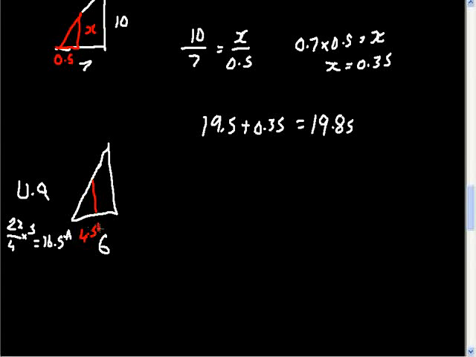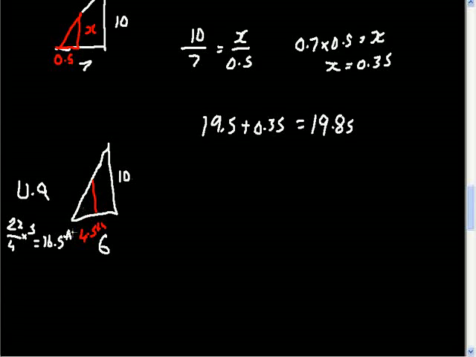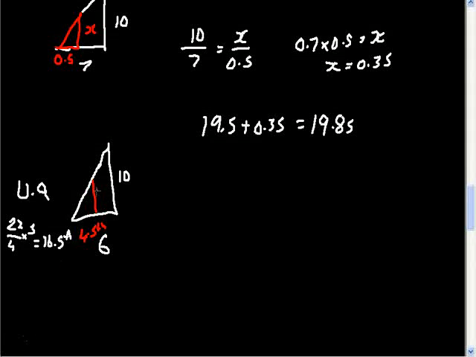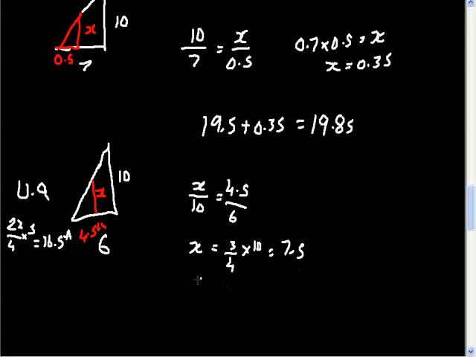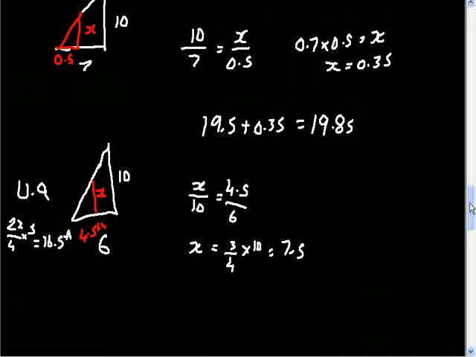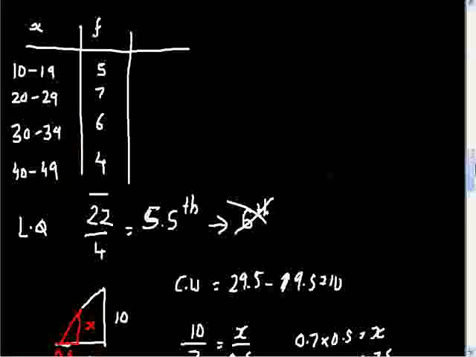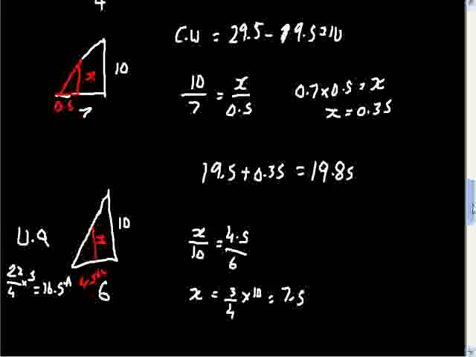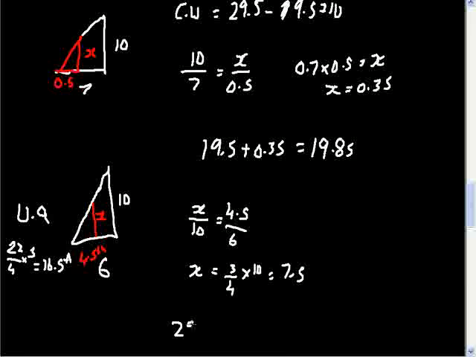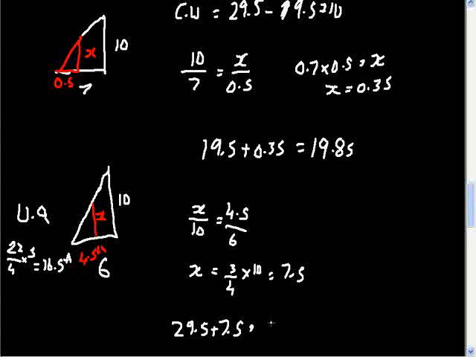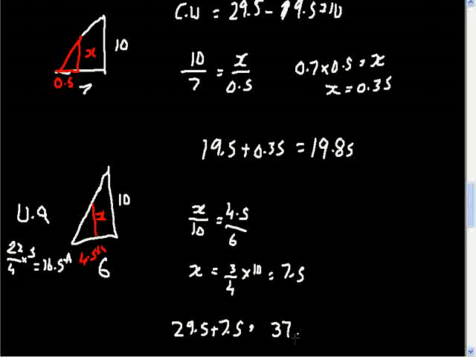So therefore that's the 4.5th person in that category for the small triangle, and the class width is 10, and you are trying to figure out x. So therefore x is equal to 7.5. I've got to add that to the lower boundary of that class, which is 29.5. So I've got to add 7.5 to the 29.5, which is equal to 37.